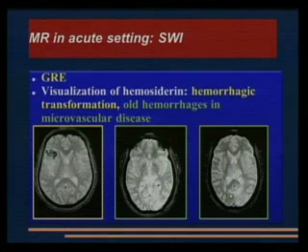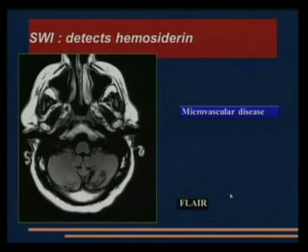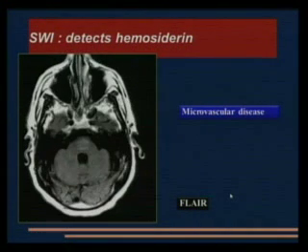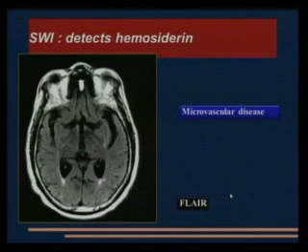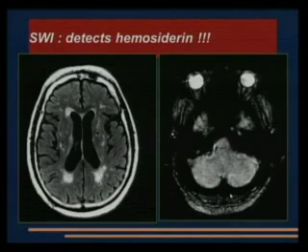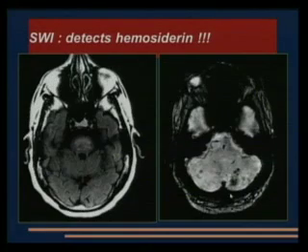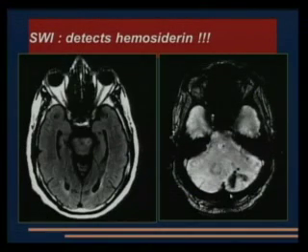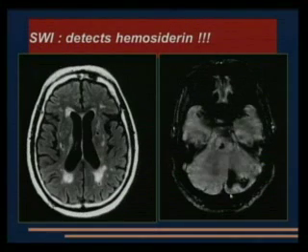Again, the gradient echo or SWI, the SWAN, shows a lot of hemorrhage that the CT is not showing. This is a patient, the FLAIR, a patient with microvascular disease, and this is the susceptibility image. You see that you don't see the hemorrhages even in FLAIR. CT would be normal.